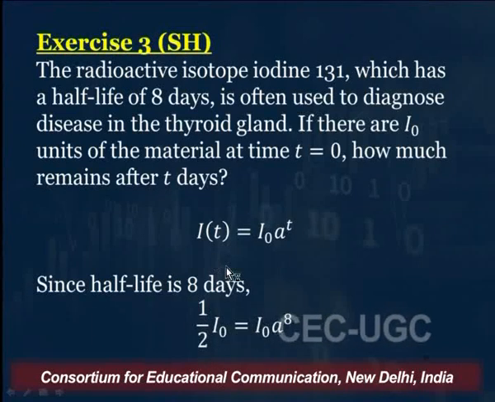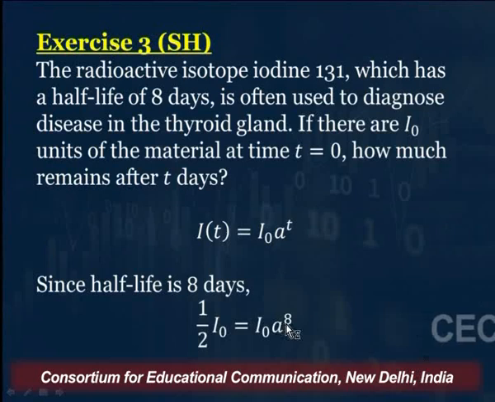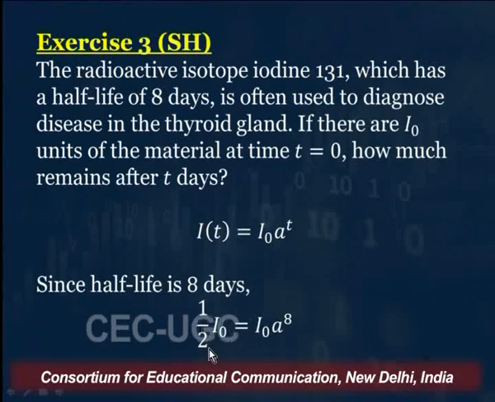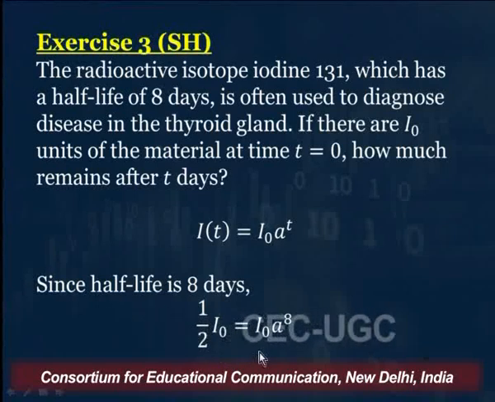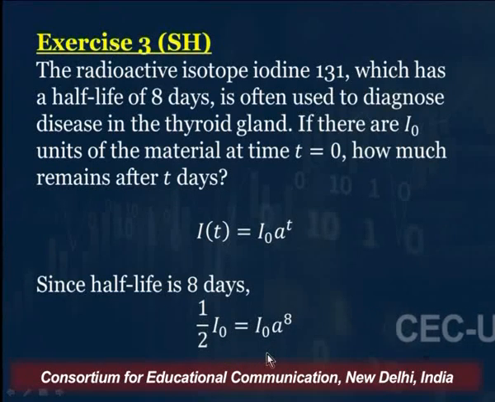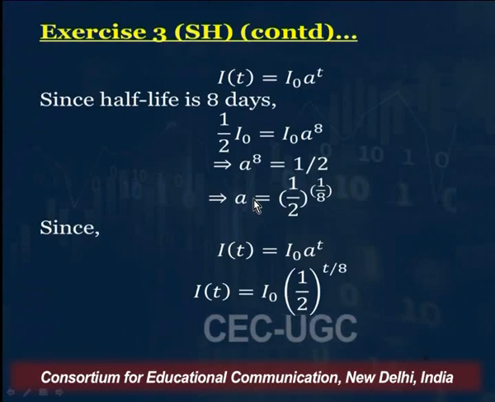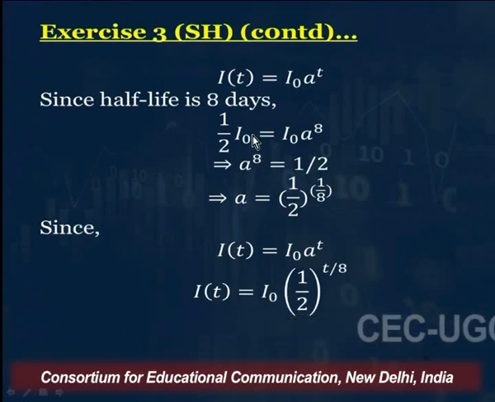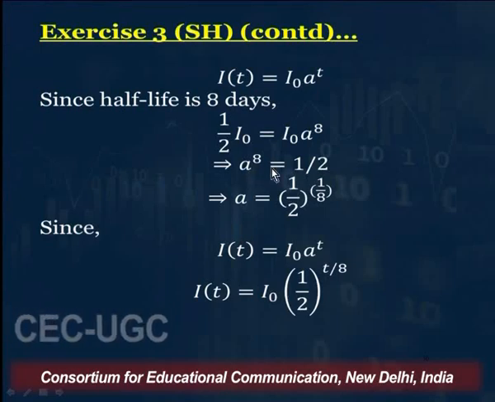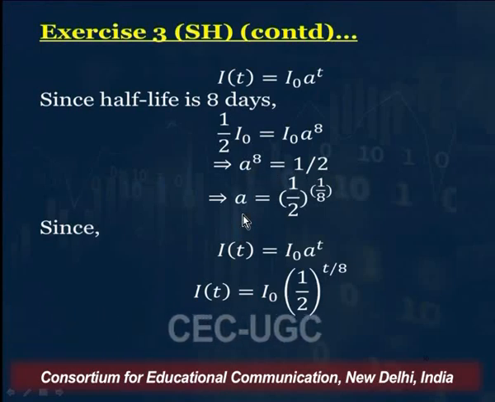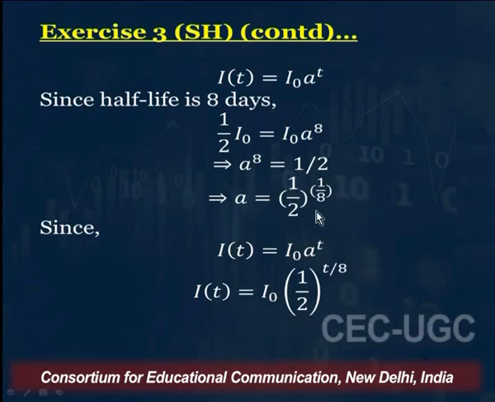Then the final value, because half-life is 8, so if I put t equal to 8, the final value will be half of the original value, which is half of I0 equal to I0 times a to the power 8, right? The I0, the initial value, will get cancelled on both sides. And here you can see we can solve for small a, which is a fixed factor. And this I can do because I get a to the power 8 is equal to half, right? And therefore, a is equal to half to the power 1/8, right?